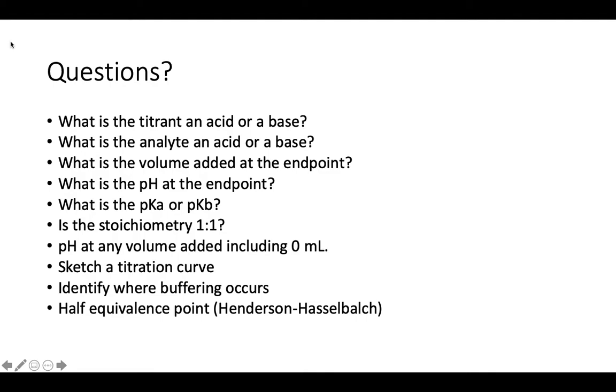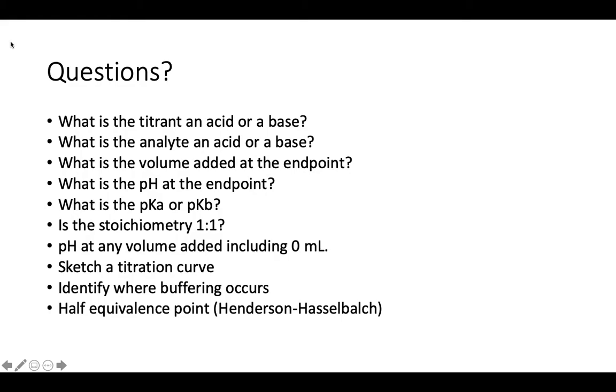So if I wanted to know if the titrant was an acid or base, I would look at the initial pH. And if that pH was below 7, I have an acid in my flask. If that pH is above 7, then I have a base in my flask, and the other one must be in the other place.